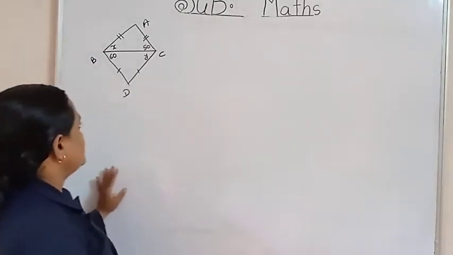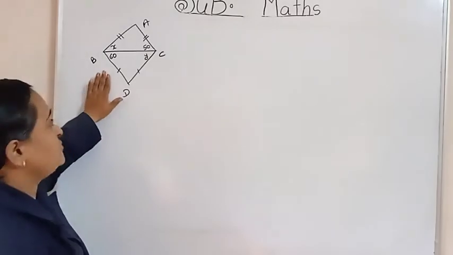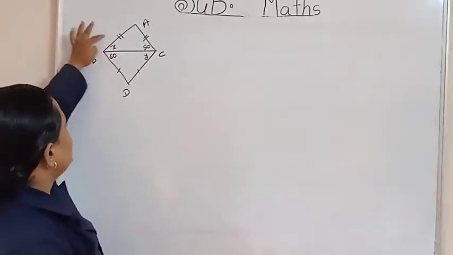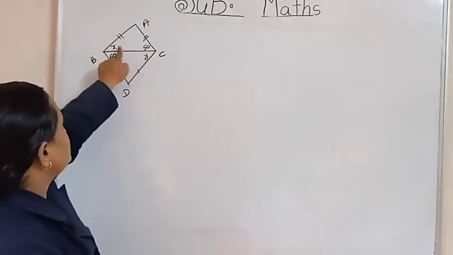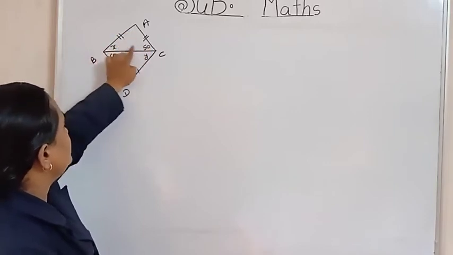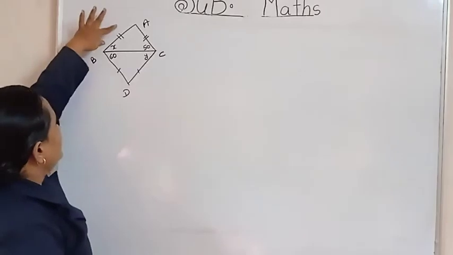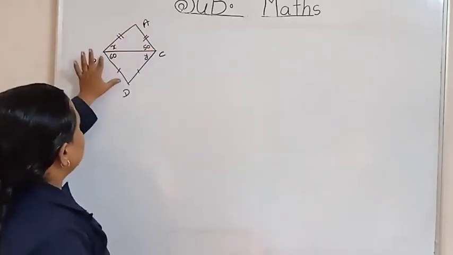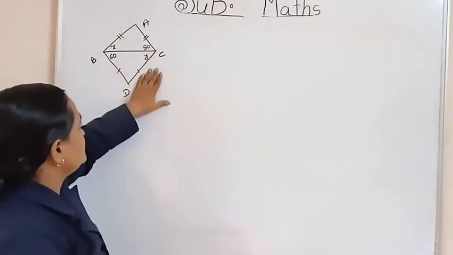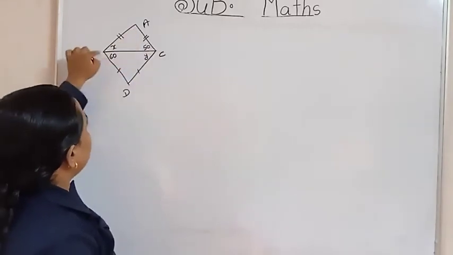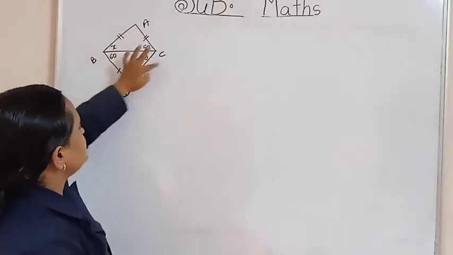Now see the first example of this practice set. In this figure, angle ABC is X, angle ACB is 50 degrees, this angle is Y, and this is 60. AB is equal to AC and BD is equal to CD, this is given. You have to find angle ABD and angle ACD.